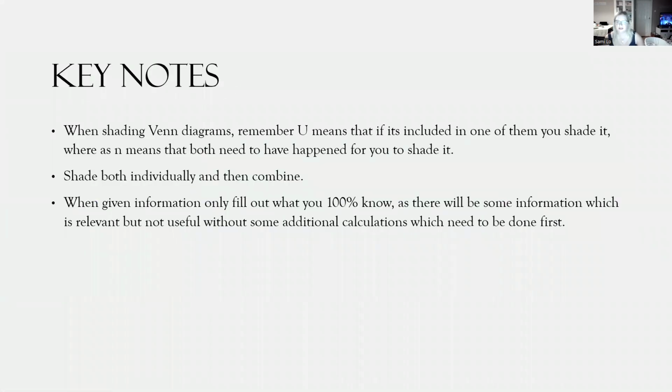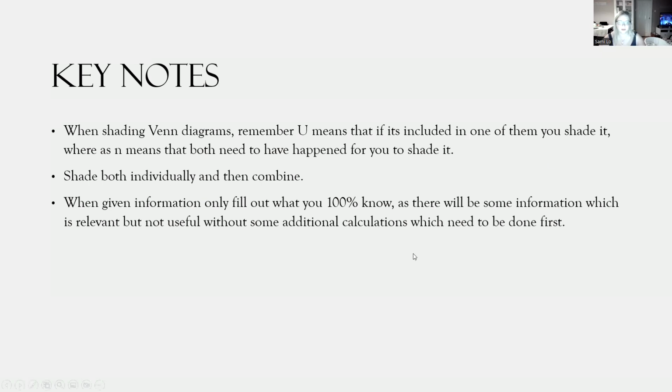So key few things, you're going to see a U or an N when it's telling you to shade them. If it's a U, that means either. So if it happens in one of them or the other one, then you have to shade it on your diagram. If it's an N, it means both. So it's kind of like only if it happens in both of them that you need to shade it.